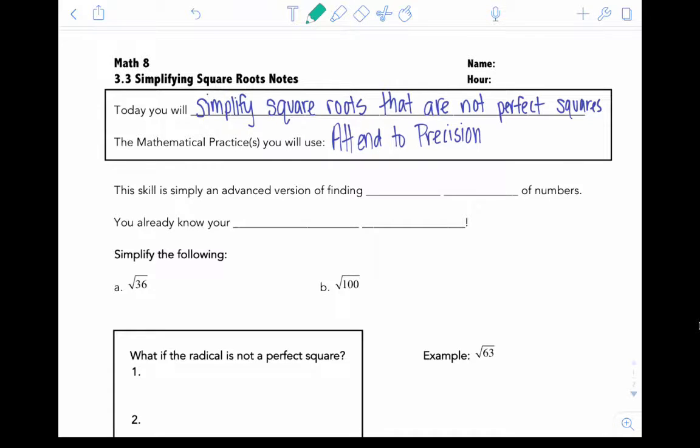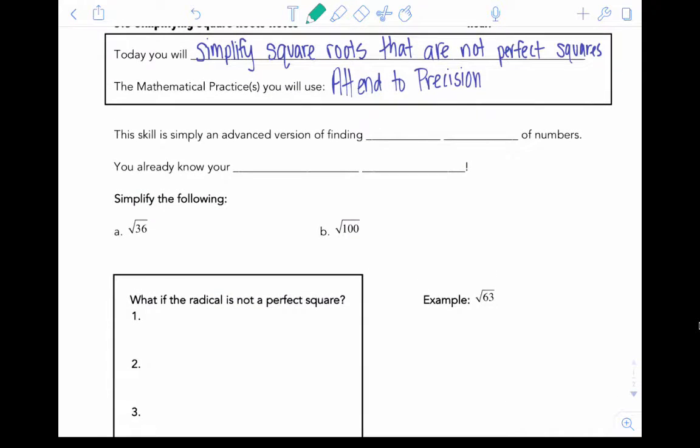For section 3.3, simplifying square roots, you are going to simplify square roots that are not perfect squares. When we do this, we're going to attend to precision, because we have a lot of numbers that we're going to be working with and we have steps that we're going to have to go through. So we're going to have to make sure we're being very precise, we're being careful, we're being exact in our work that we're doing.